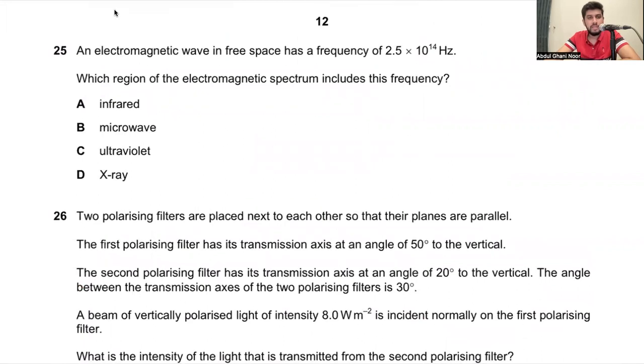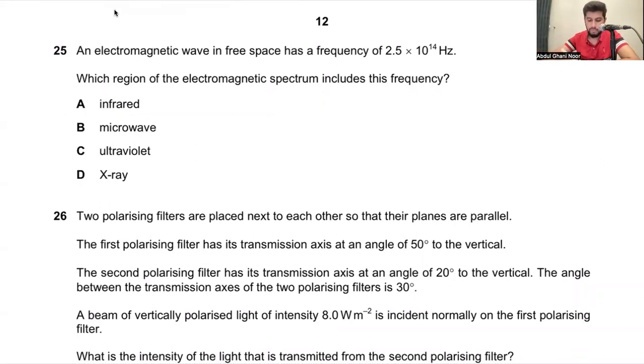Question number 25 says, an electromagnetic wave in free space has a frequency of 2.5 × 10^14 Hertz. Which region of the electromagnetic spectrum includes this frequency? So for this question, you need to know the frequencies of each part of the electromagnetic spectrum.